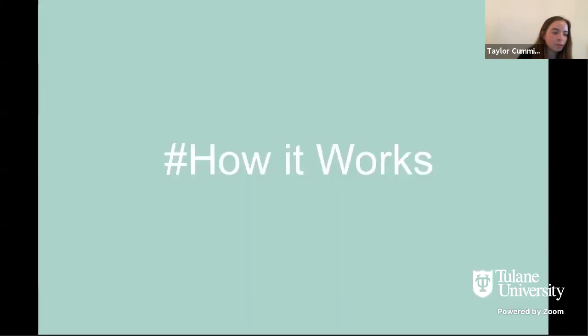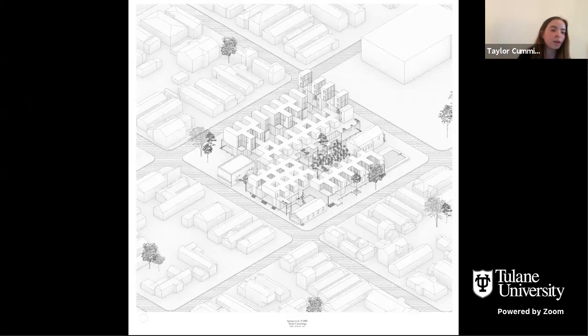So how it works. This is an axon, and you can see those interlocking parts that kind of stack up near the back to create this tower. In the back, there's duplexes, and that tower is also duplexes stacked up on top of each other. The first level is all public and commercial space, so it remains pretty open with mostly deck space.